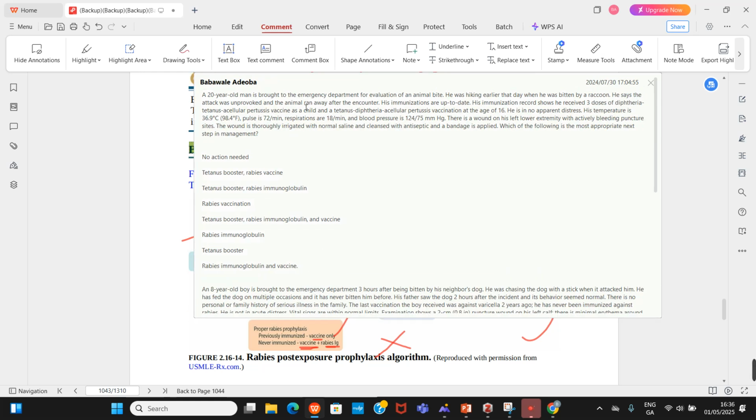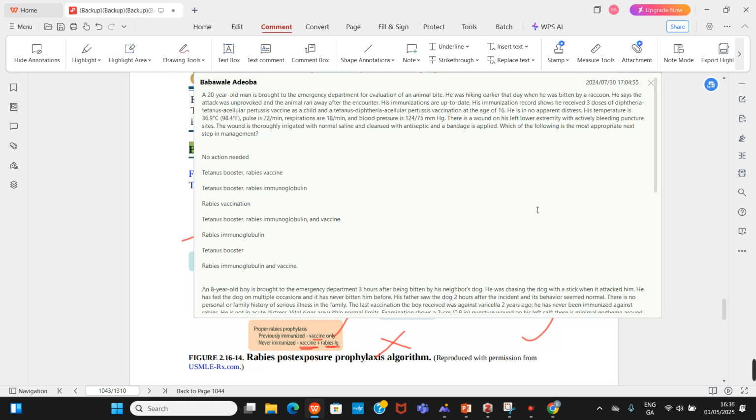So this is a 20-year-old man who is brought to the emergency department for evaluation of an animal bite. He was hiking earlier that day and he was bitten by a raccoon. He says that the attack was unprovoked and the animal ran away after the encounter. Immunizations are up to date.